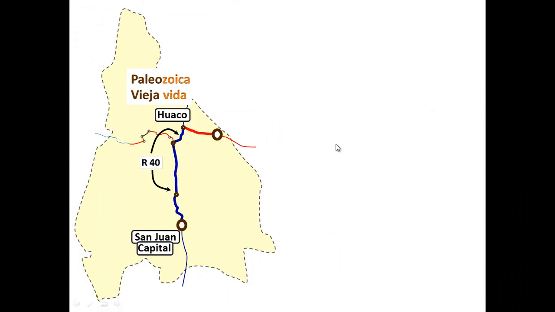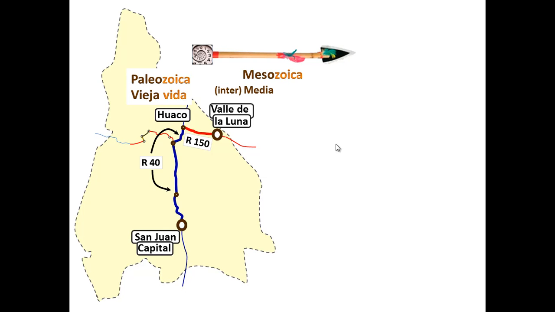Okay, so we finish with Huaco in the context of the Paleozoic era. Now, in the next video, we're going to go on following the arrow of time, and we are going to travel following route 150 up to Valle La Luna, and there we are going to study the Mesozoic era, which is the era where the dinosaurs lived.